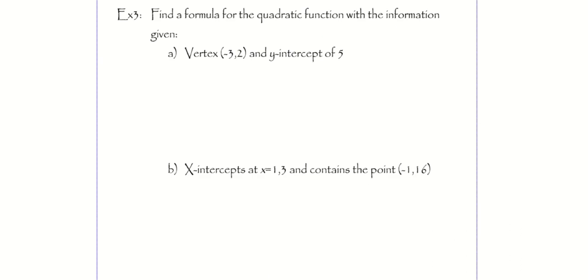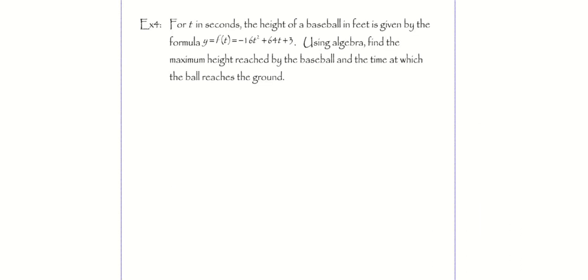One more example. We're going to skip this example and go to example 4. In example 4, we're supposed to use algebra to find the maximum height reached by a baseball and the time at which it reaches the ground, where the height of that baseball follows this function.